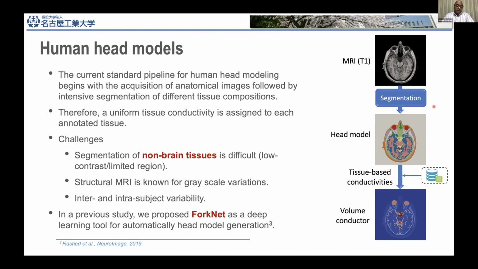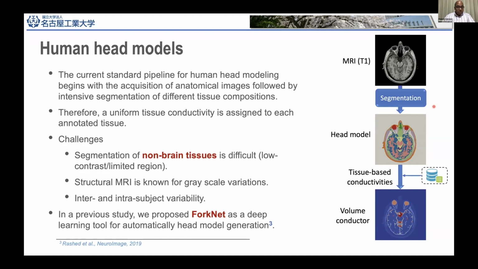Another problem is that structural MRI is known for grayscale variations, even within the same subject. If we scan one patient at the same scanner at different times, we can have different grayscales, as well as inter- and intra-subject variabilities. So with this large degree of freedom, we would like to find a way to do segmentation in a short time.